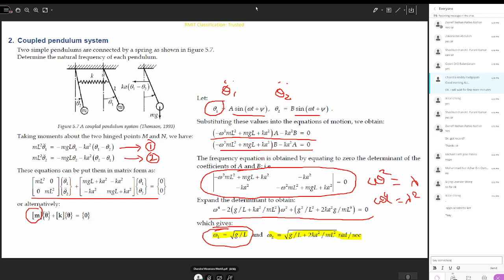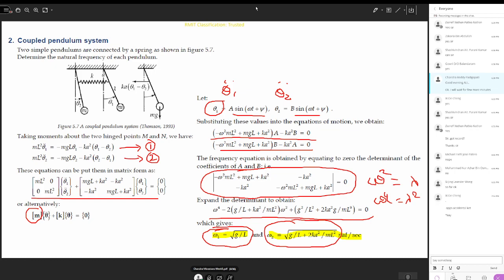There will be two roots for the quadratic equation, as you can see here. The first harmonic frequency for this system will be the square root of g over L, where g is the acceleration due to gravity. Now the second harmonic frequency consists of a number of terms. So this system will have two natural frequencies, omega 1 and omega 2. Then you can find the response for those two natural frequencies.